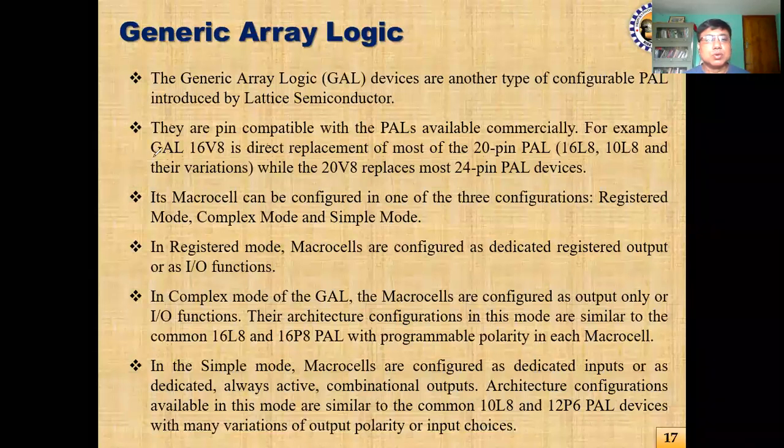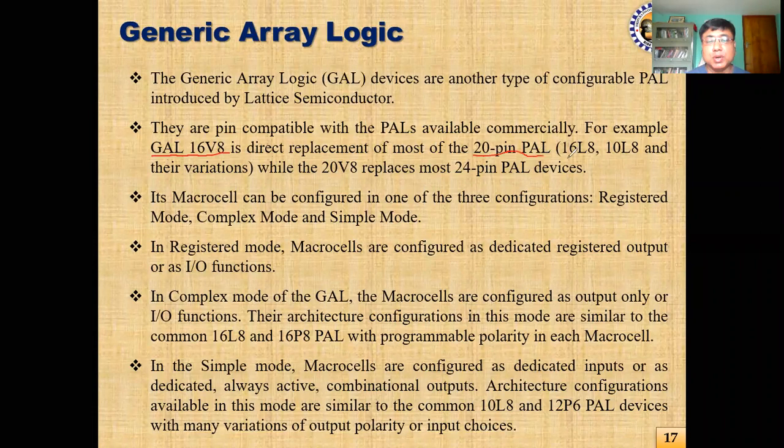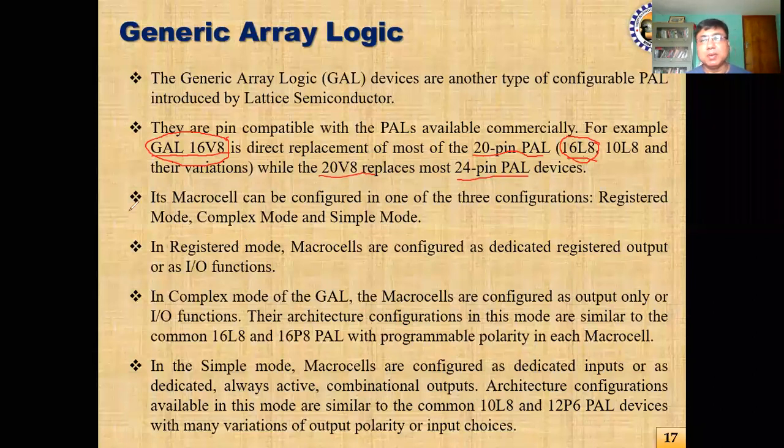So GAL, you can see that GAL 16V8. V means versatile. It is having a macro cell. So this is direct pin replacement of 20 pin PAL 16L8. So this one and this one, they are pin compatible. Okay. Similarly, this is pin compatible with 24 pin PAL. So that means whatever so far we have learned about the PAL and its different variations, ICs, they are directly pin compatible with the GAL.